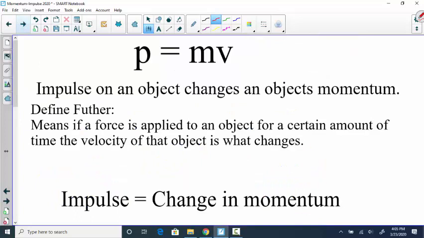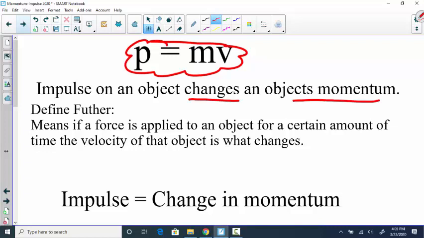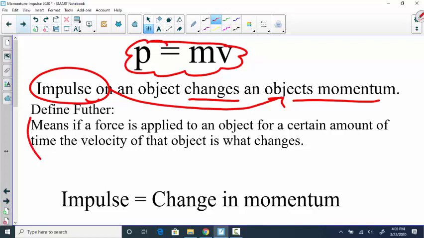So, kind of in review, here's where we're at. We started with this simple equation, which we can never just leave simple. So, impulses on objects change the object's momentum. So, the impulse causes the change, okay? So if a force is applied to an object for a certain amount of time, it's going to be the velocity of that object that changes. Remember, we're not going to change the mass of a moving object. Yes, we could do that, but that's not something that's easy to do.